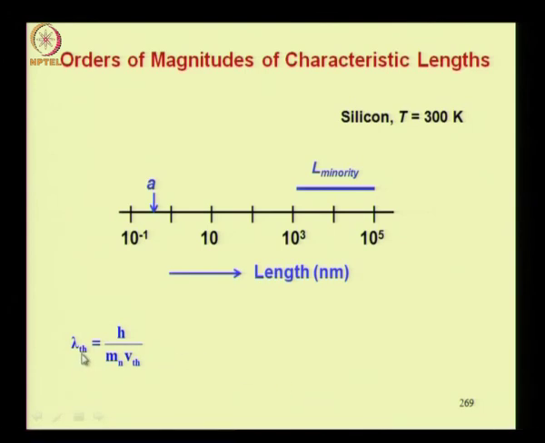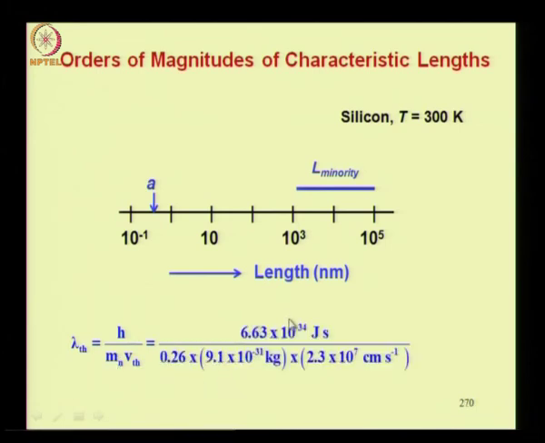The de Broglie wavelength of thermal average electron is h divided by effective mass of electrons times thermal velocity. So putting down the various values, using conductivity effective mass of electrons, you get a value of 12 nanometers at 300 K, that is placed here on the length axis.